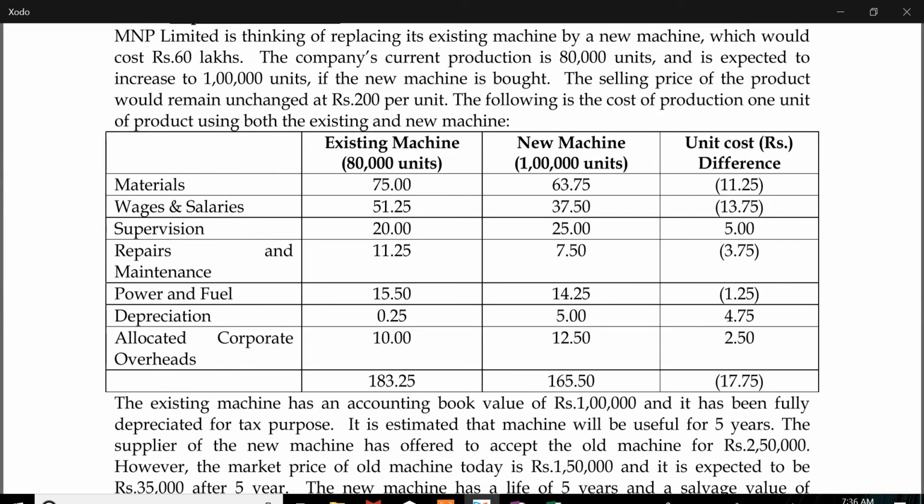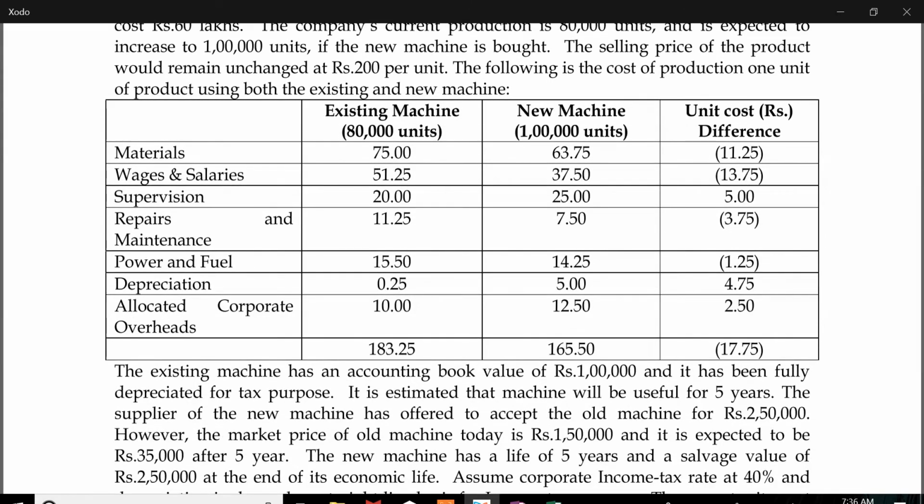Existing machine can be sold for what value? How much? 2 lakhs. Is it 150 or 250? Market price is 150, but the supplier is ready to take it at 250. So if you have these 2 scenarios, you will obviously choose 250. If somebody tells you that I will pay you 2,50,000 or 1,50,000, we will obviously choose 2,50,000. So the sale value of this existing machine today is 2,50,000. By continuing, I lose the opportunity of earning this 2,50,000.